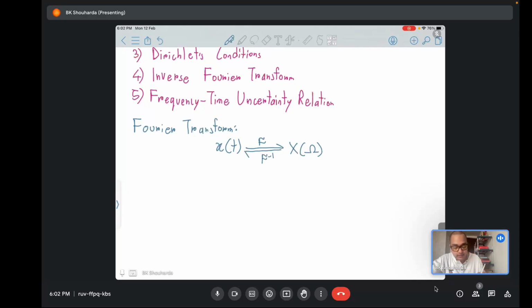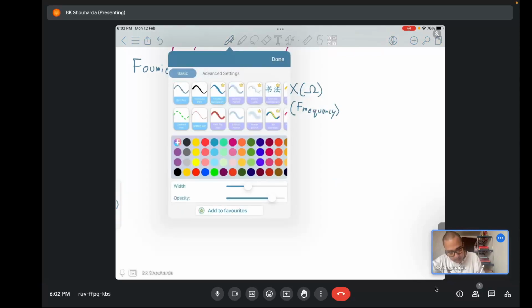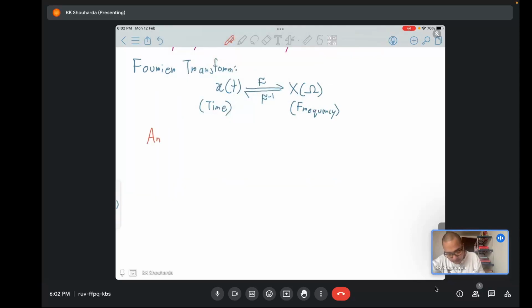This x of t is the time domain representation of the signal, and correspondingly we have a frequency domain representation, that's capital X of omega. Okay, so how are they related? We have something called the analysis equation, which says that given a signal, we are now analyzing or breaking down the signal and seeing the spectral components. By spectrum I mean this Fourier transform.